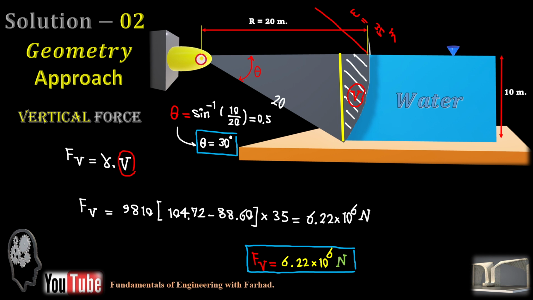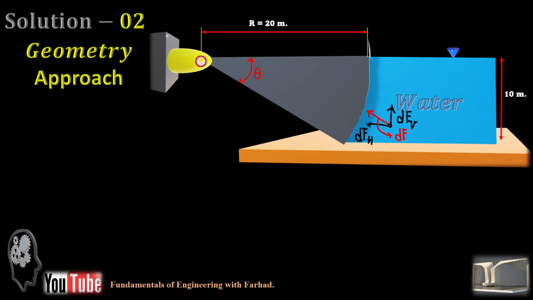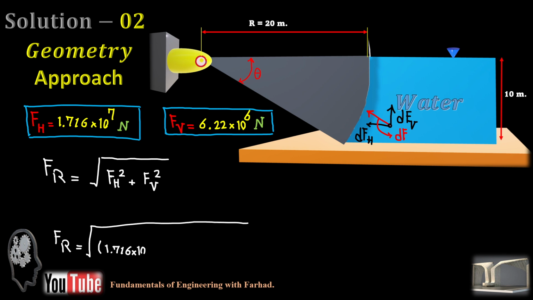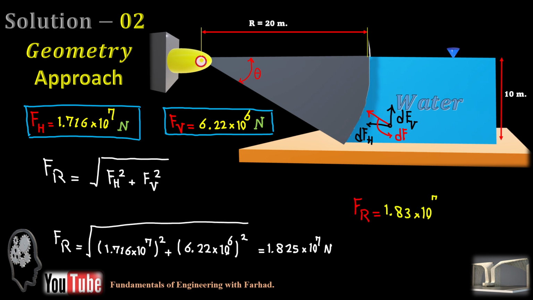So we had already calculated F sub H. Now this is F sub V, and then the resultant force is the square root of Fh squared plus Fv squared. And like solution one, which is the integration approach, Fr is equal to 1.83 times 10 to the 7 newtons.